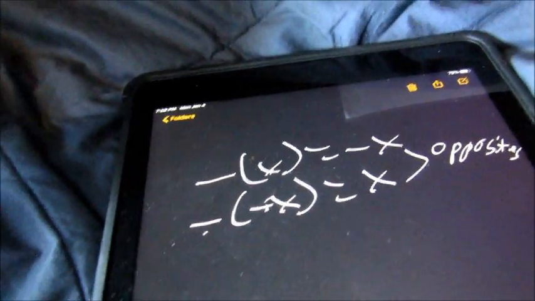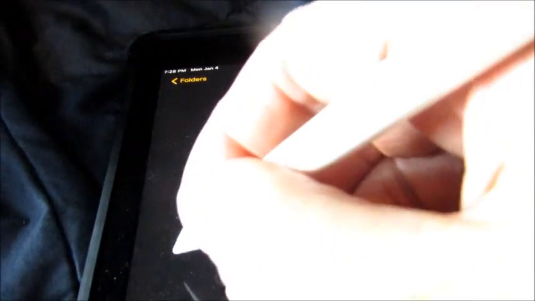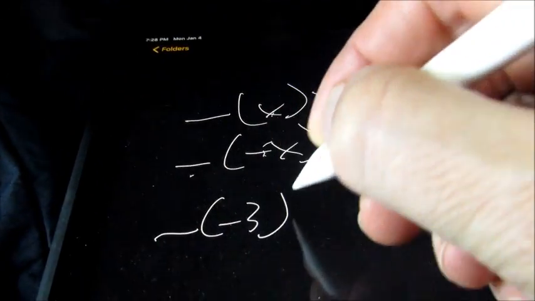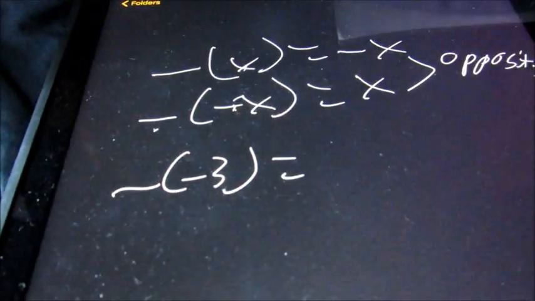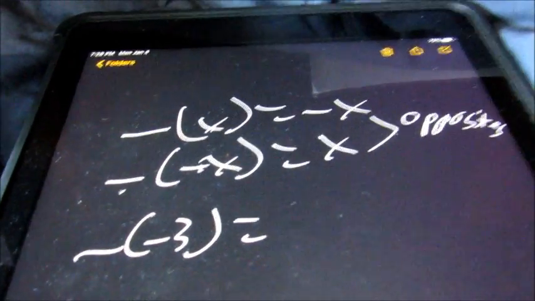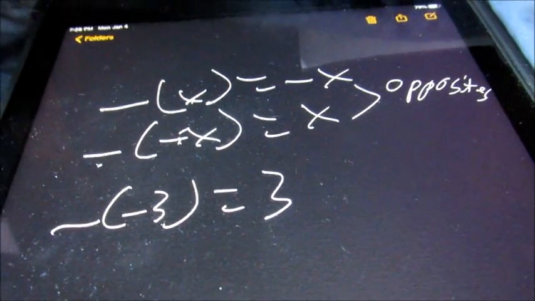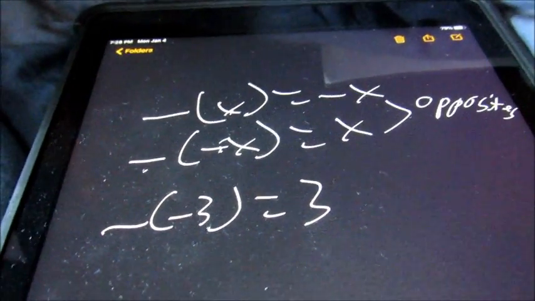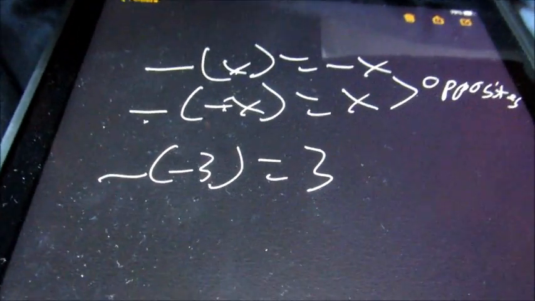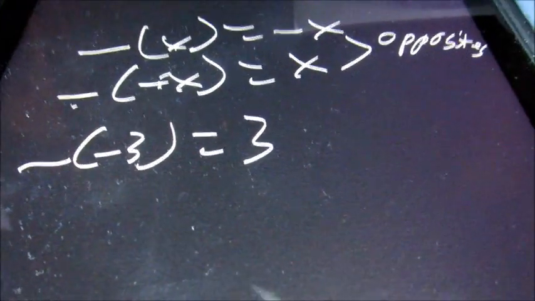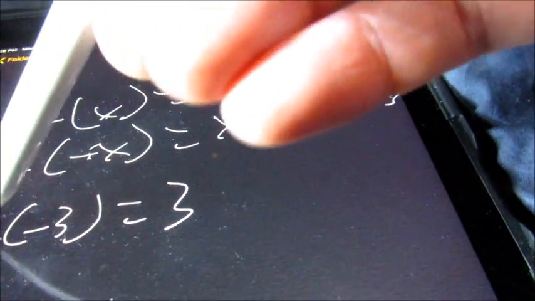So if we have something like with real numbers, say we have negative of -3, negative of negative is a positive, and it's positive 3. Notice how I said negative of negative? Whenever you hear the word of, that means you're multiplying. So here it's negative times negative.